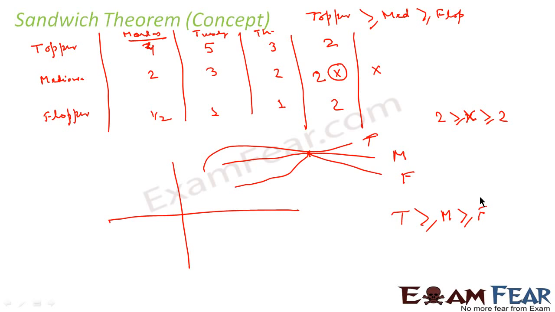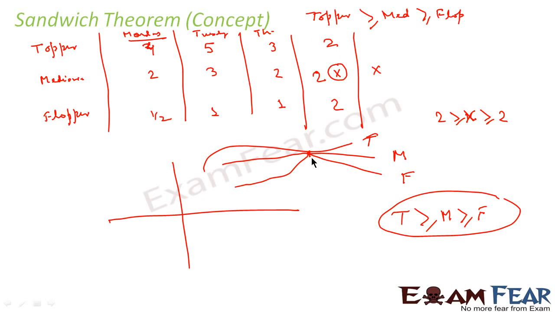Please understand this concept very clearly. We have three kinds of people: topper, mediocre, and flopper. And the assumption is topper always watches more or equal number of hours of education videos than mediocre, and mediocre watches more or equal number of hours than flopper. So we have this condition: T is greater than or equal to M and M is greater than or equal to F.